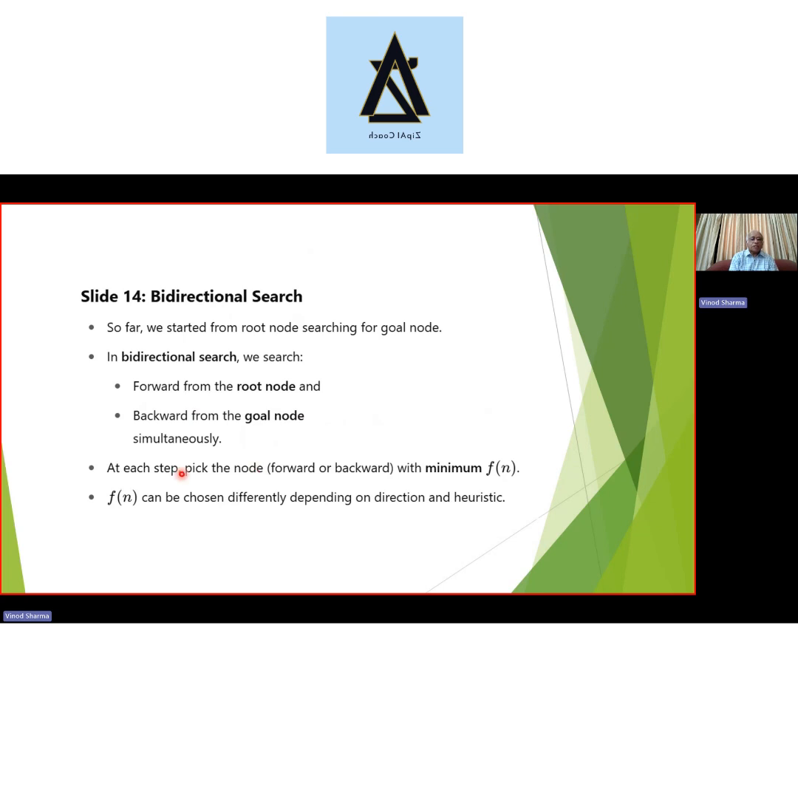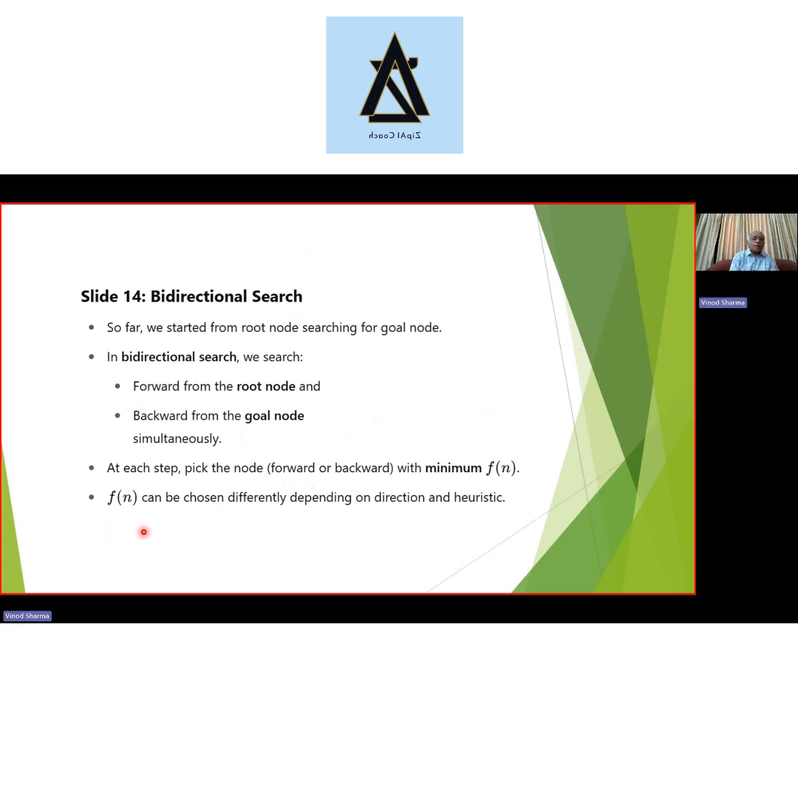At each step, pick the node. So you are at one stage and you have to visit the next node. You could do so either in the forward direction or in the backward direction. Among the two possibilities, you pick the one with the minimum f(n). So this is our basic algorithm: the next node to visit is the one with the minimum value of f(n), and this f(n) could be in the forward or backward direction.